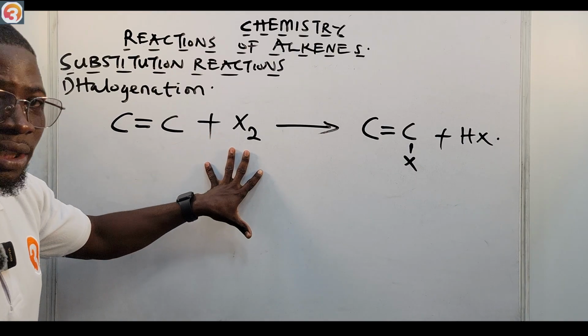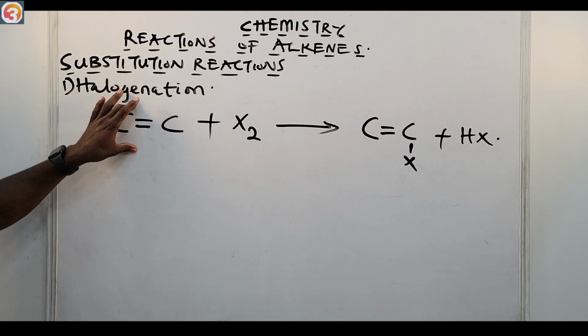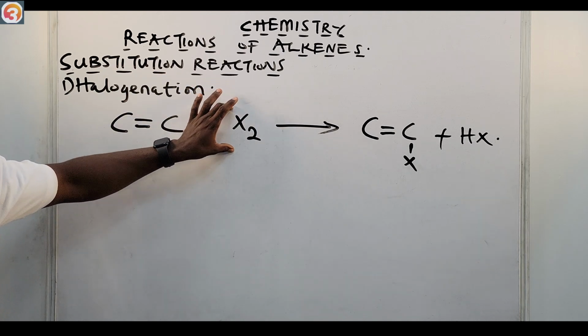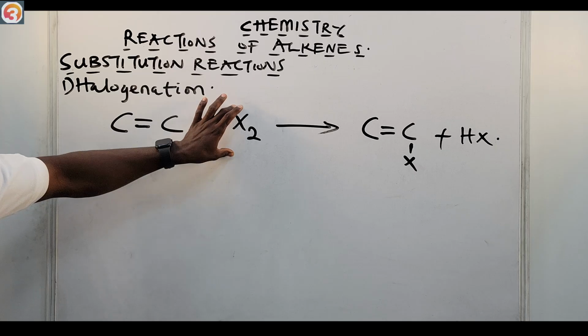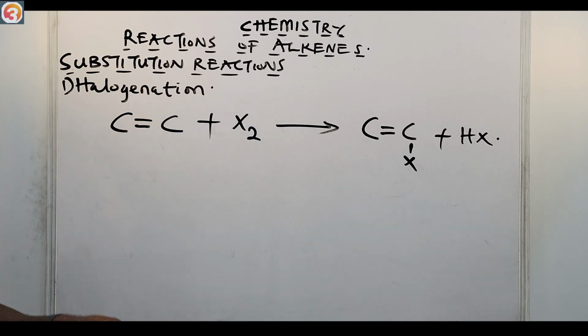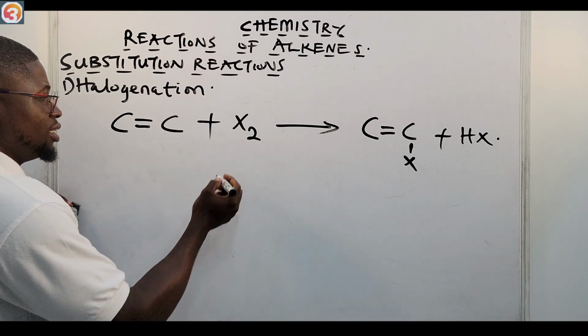They react with halogens, and then one hydrogen atom from the alkene is displaced and replaced by one atom from the halogen. This is not addition. The double bond does not break. You must take note of that. So for example, let's say we have propene. Now let us use propene, and let's say the halogen is chlorine.